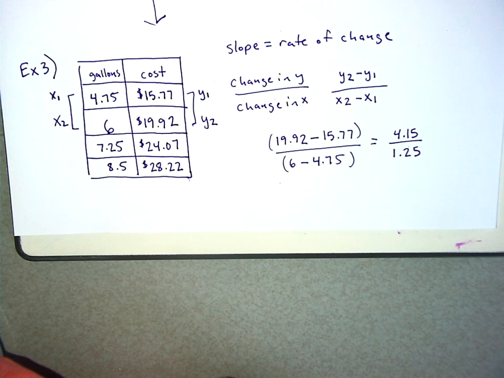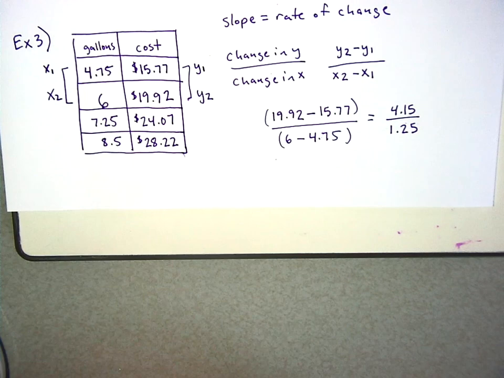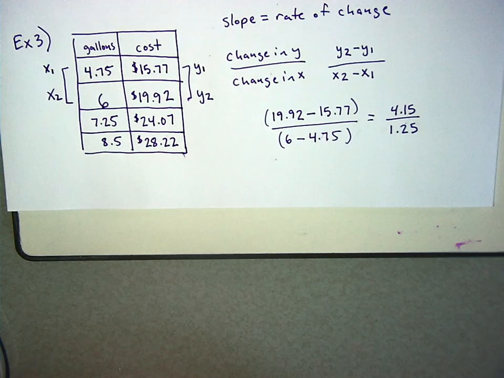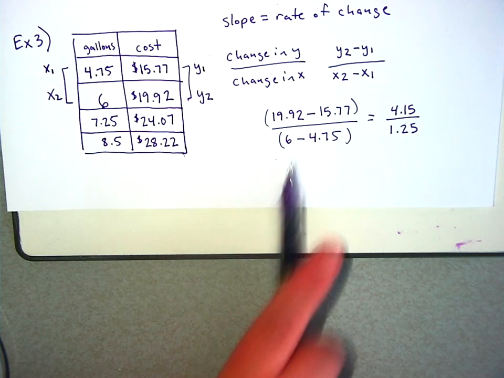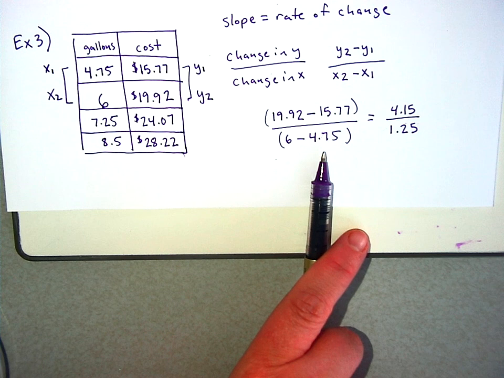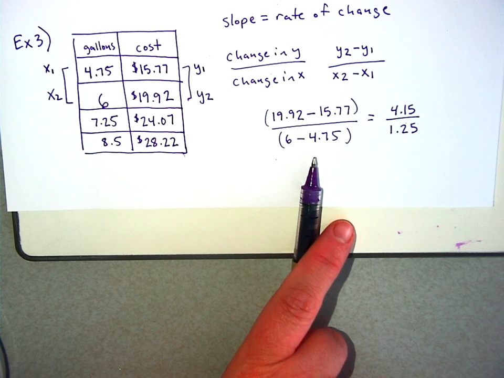All right. You should have gotten 4.15 over 1.25. Do you guys get the same thing as I did? Yeah. Oh, I got 19. Did you do a 6 minus first? No, I did it. We're working on this now.